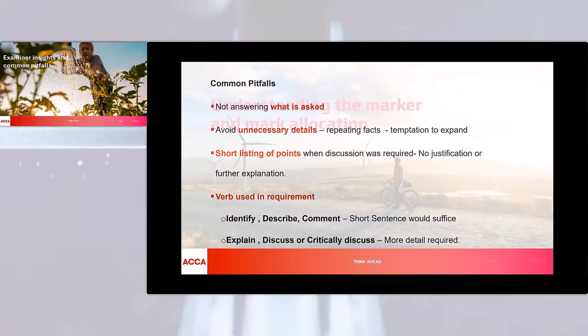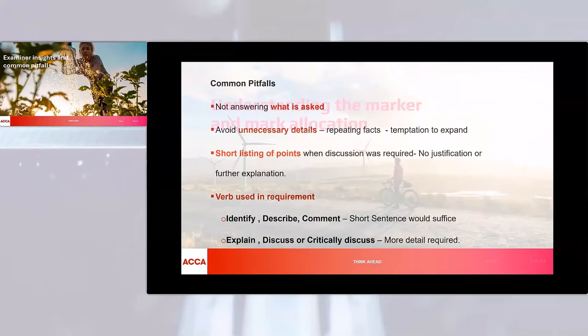Understanding the marker and mark allocation. Now, there is something called RTMM. What is RTMM? Reading the mind of the marker. This is going to take you inside the examiner's mind, what the examiner is thinking, how he would think. So when you understand the marker's thinking, the exam stops being a guessing game. You begin to recognize which points attract marks, how much depth is required, and how to structure an answer so that your knowledge actually converts into marks.